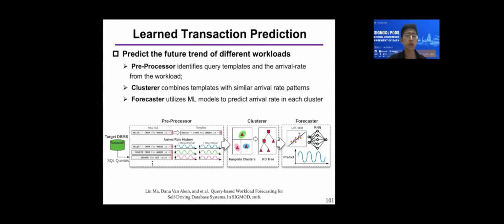So Ma has proposed a learning-based method to predict the future trend of different workloads. In the first part, it identifies the query templates and the arrival rate from the workload, and then it combines templates with a clustering-based algorithm based on the arrival rate patterns, and finally, it forecasts the arrival rate of the new queries based on the clustering method.